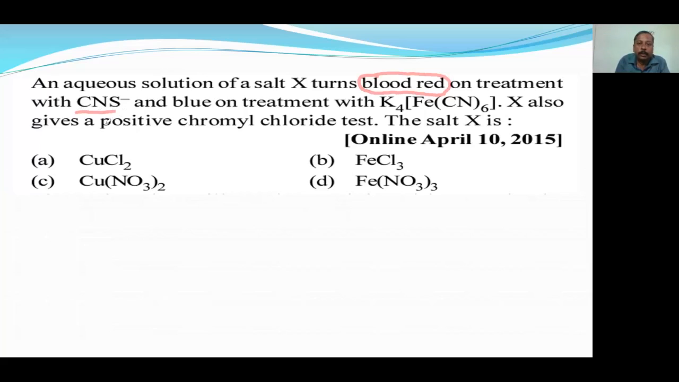So here, blood red color with CNS and blue on treatment with K4FeCN6. X also gives the chromyl chloride test, so that means chlorine must be present. So chlorine is present, in copper or ferric. Now you will identify which type of radical. I have given a hint. Now it's your time to answer out of A and B.